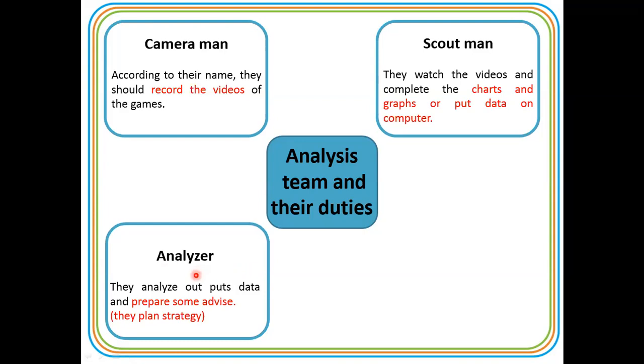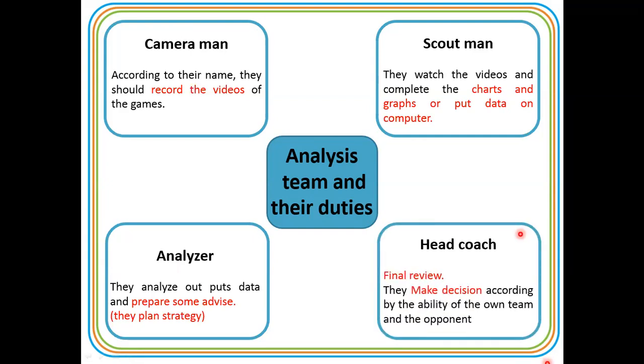The next person is the analyzer, the key person in that team. The analyzer takes the output data, analyzes it and prepares some advice. They know the players maybe 95%, and using the output data from the scoutsmen, they give the graphs and make a plan and a strategy for the team for the future. And the last one is the coach.